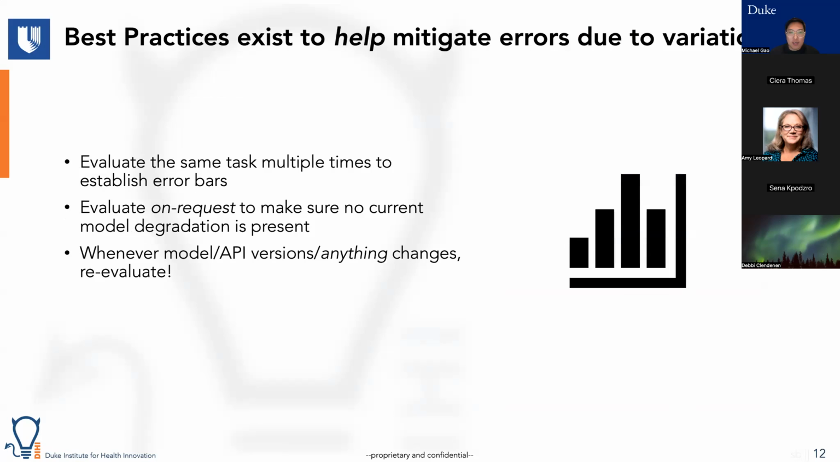So in order to combat some of these variations, there are some techniques. Like I mentioned, it's important to evaluate the task multiple times to establish error bars. Just because you evaluate it once and you get a really good score does not mean that in practice your solution is going to continue to work that well. And this goes for evaluating a vendor or a homegrown solution; it's important to do it multiple times. Another interesting emerging paradigm is to evaluate on request to make sure that no model degradation is present.